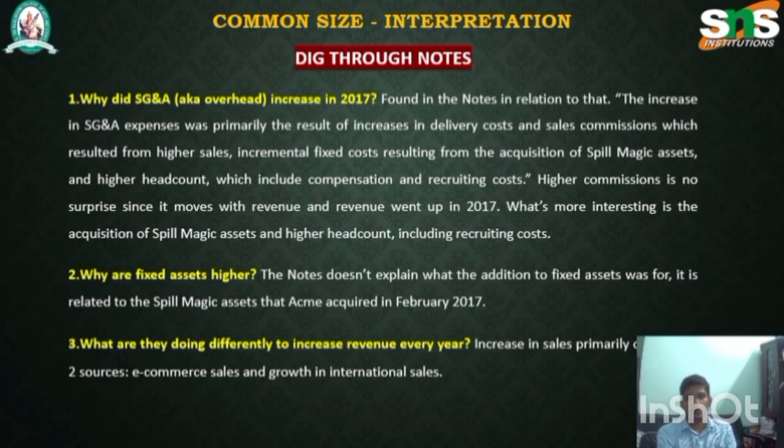Why are fixed assets higher? The notes do not explain what the addition to fixed assets was for. It's related to the Spill Magic assets that Acme acquired in February 2017. That is the reason the fixed assets increased in the year.